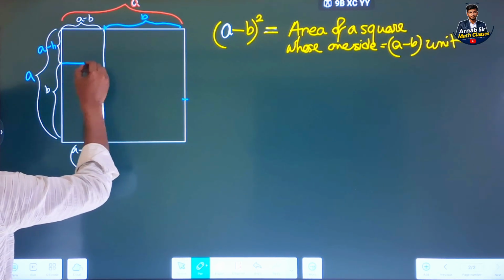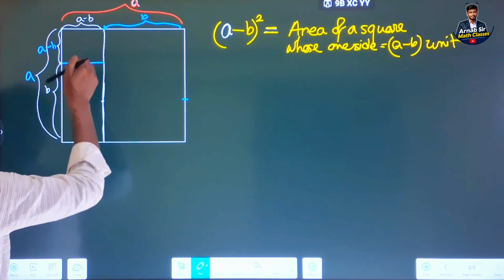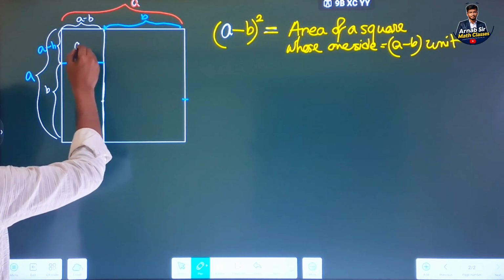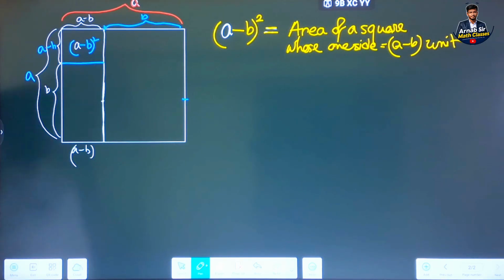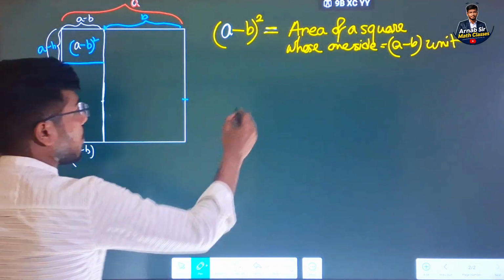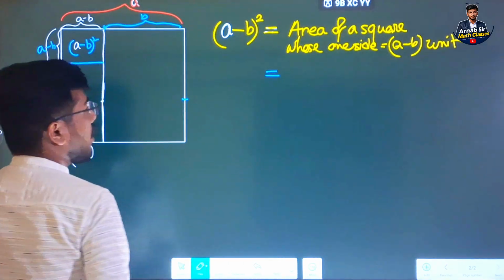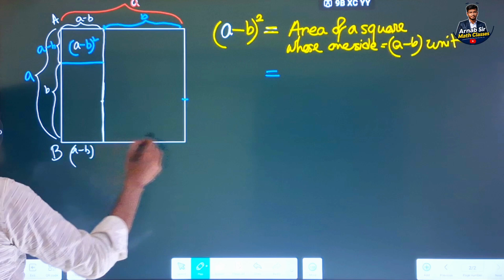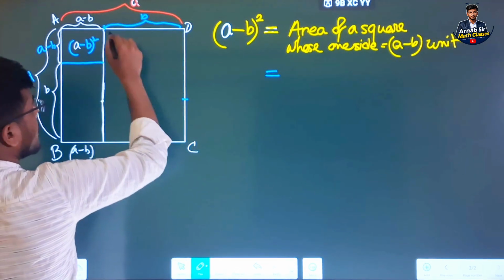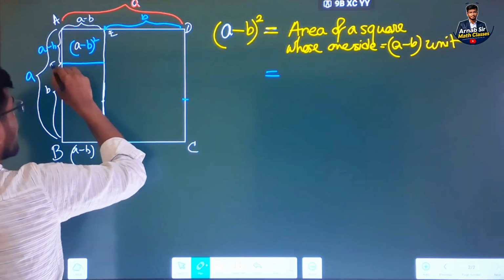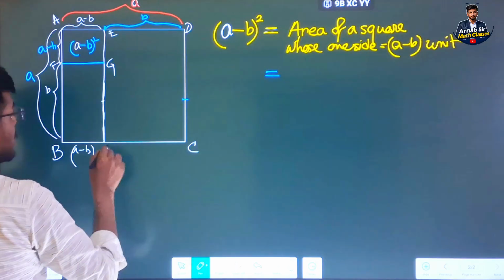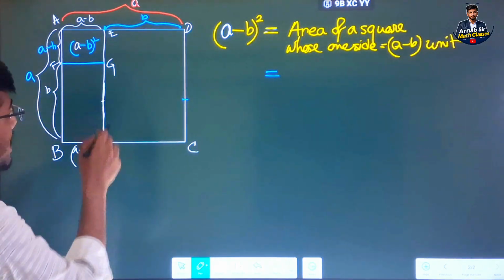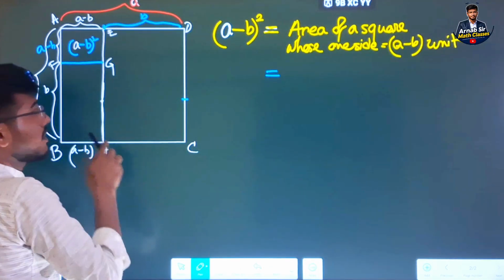So if I draw a perpendicular line, what is the area of this portion? The area is A minus B whole square. Okay, you have to find this portion. At first you give the names: this is A, that is B, that is C, that is D, that is E, that is F, that is G, this is H. Suppose what is the total area of the square?